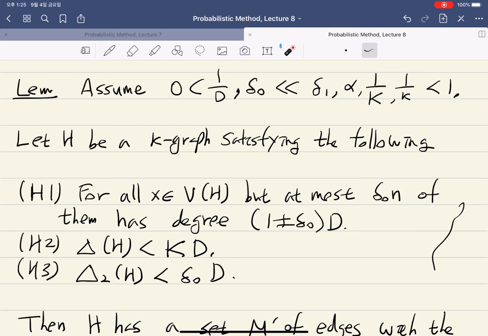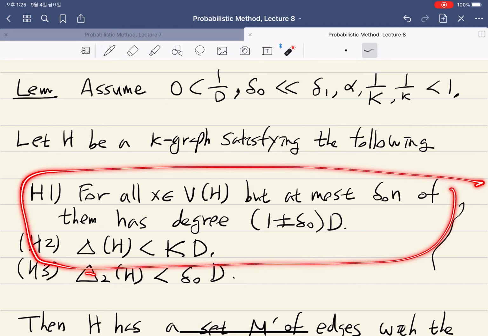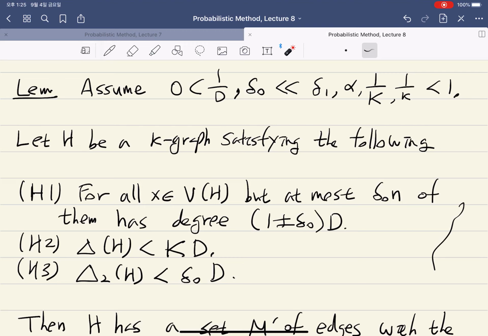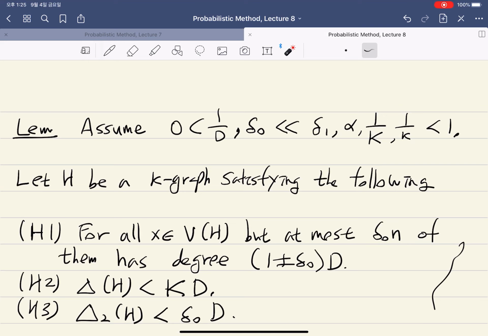So what was this again? Let's recall. We have a hypergraph H, which is almost regular and has small codegree. How close to being regular, or how small the codegree is, is measured by delta 0. Given this whole number, there exist certain thresholds, say delta prime and d prime, so that as long as delta 0 is smaller than delta prime and d is bigger than d prime, the following holds.